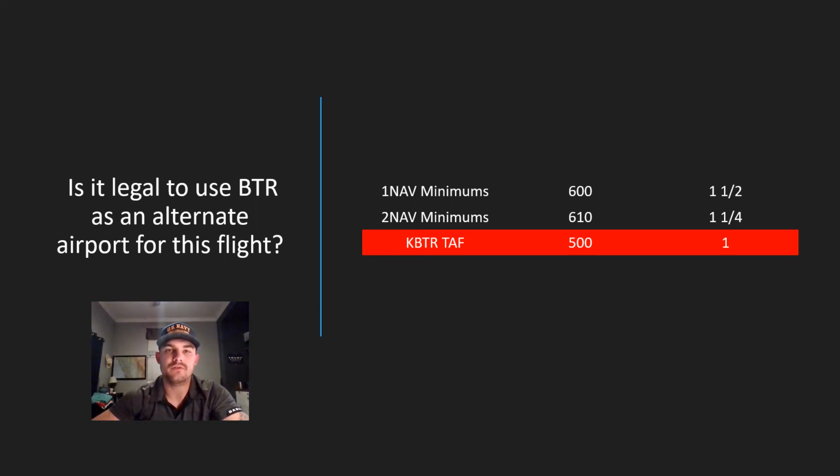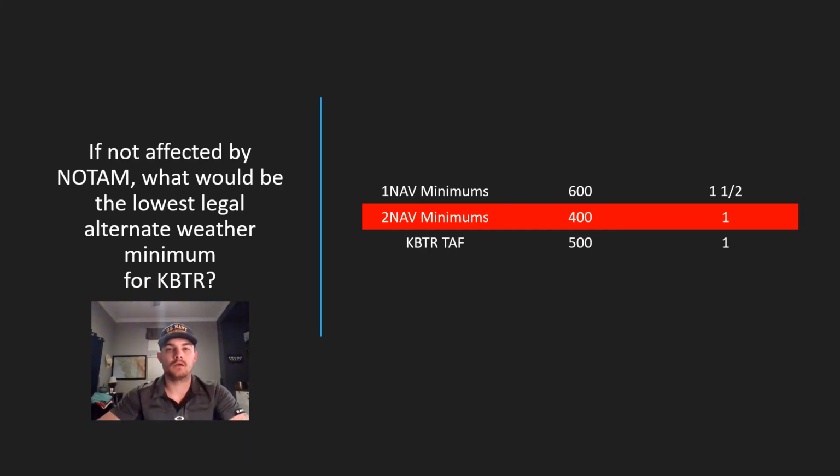Because the TAF is showing a ceiling of 500 feet and visibility of 1 statute mile, it is not. Both these values in the TAF are below the minimum conditions required under the 1NAV and 2NAV methods. If the ILS 22 right glide slope was not noted to be out of service, however, it would be legal.